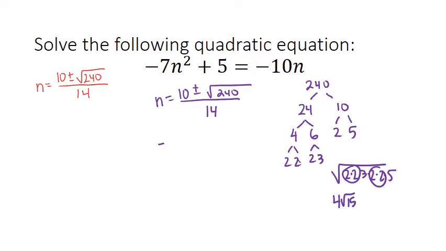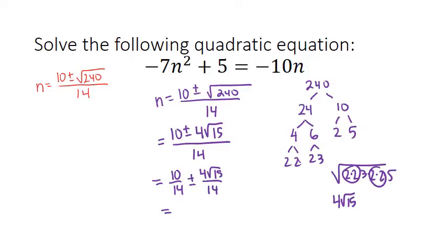So we have 10 plus or minus 4 radical 15 all over 14. At this stage, I'm going to have the division bar go to each term. So 10 divided by 14 plus or minus 4 radical 15 over 14. 10 over 14 reduces to 5/7. 4 root 15 over 14 reduces to 2 radical 15 over 7. You can leave your answer like that, or you can rewrite it as 5 plus or minus 2 radical 15 over 7. Now we've successfully solved using the quadratic formula.